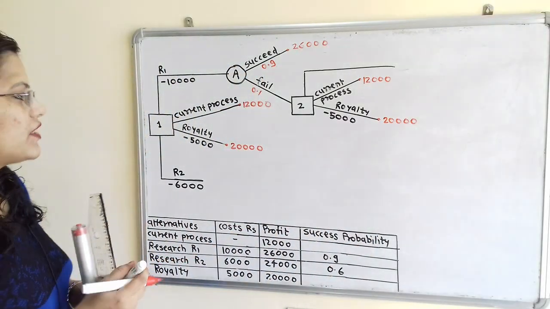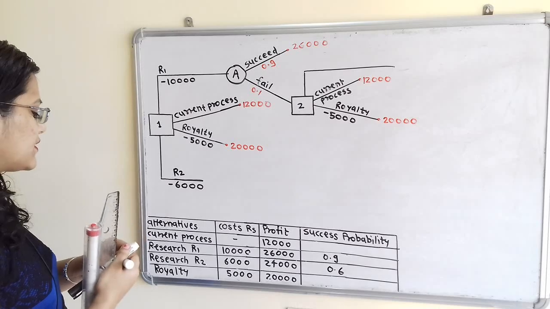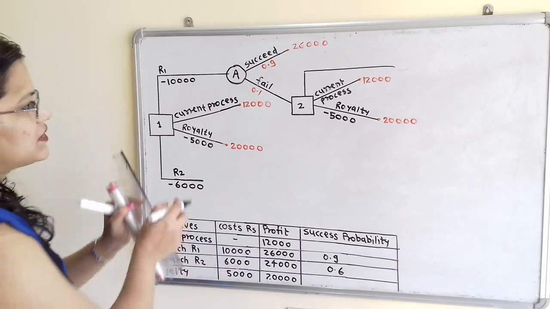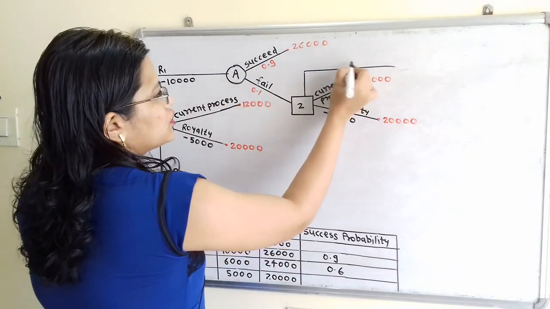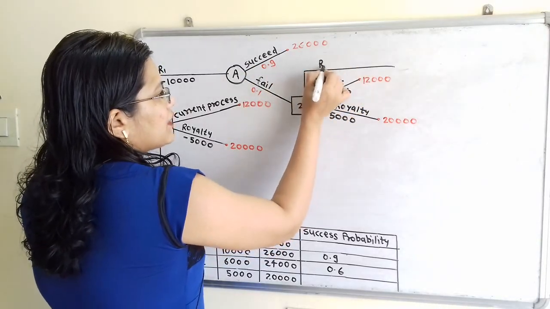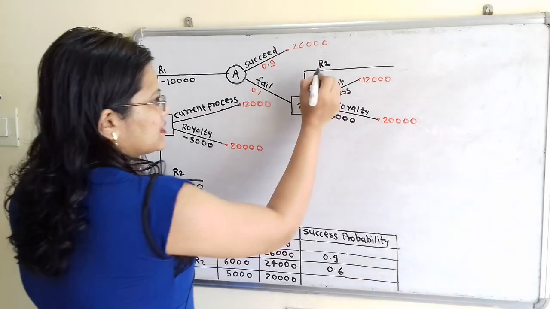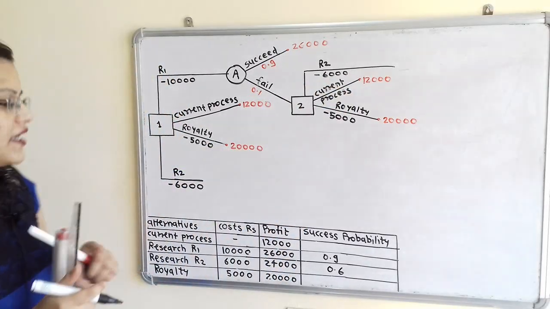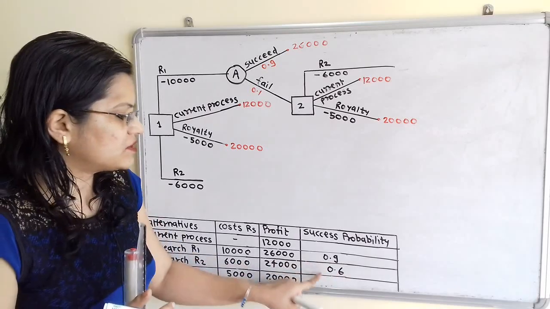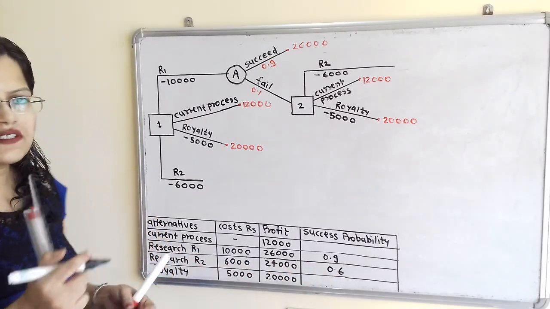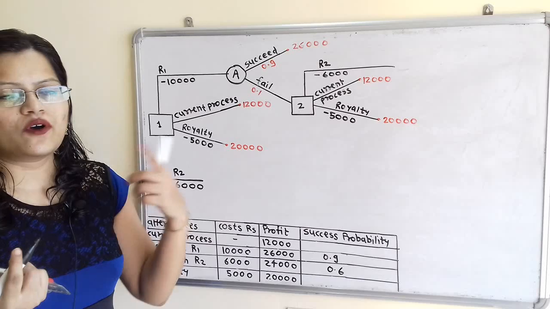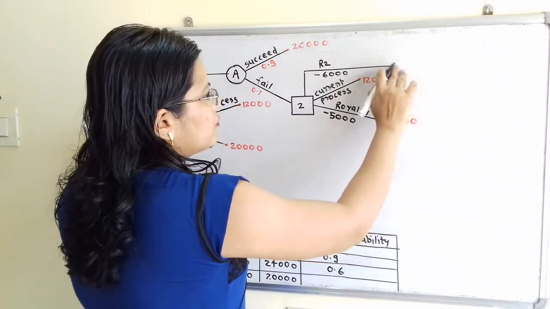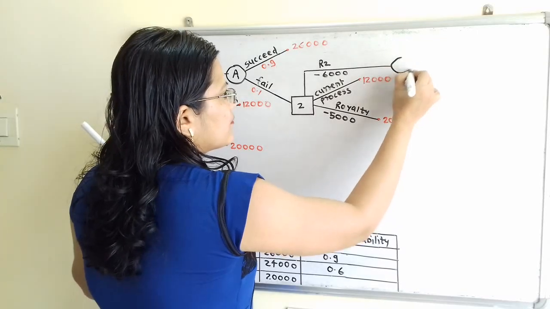Now we will move to the third option. The third option is research R2. For this research R2 the cost is 6,000. So again we have to mention here, for research R2, I will write minus 6,000. And now again there are two chances for research R2, that is, it will succeed or it will fail. So we have to show it by the event node. So I will again draw here one event node.